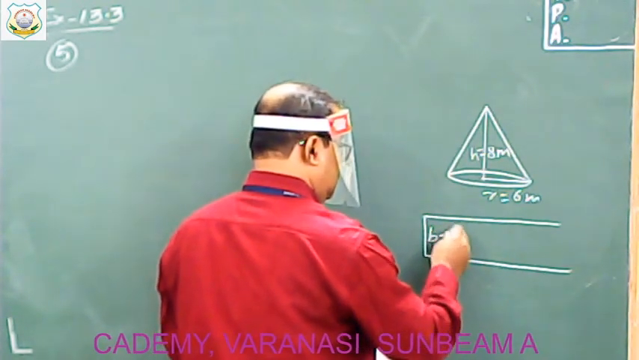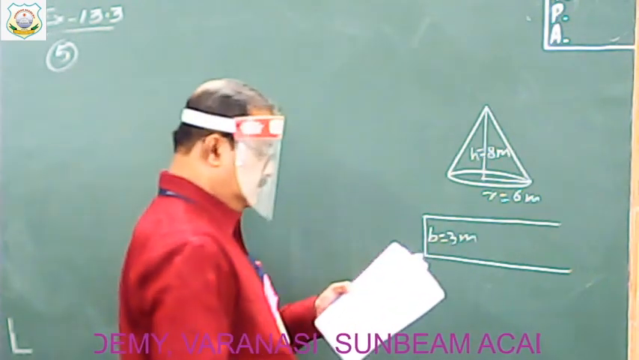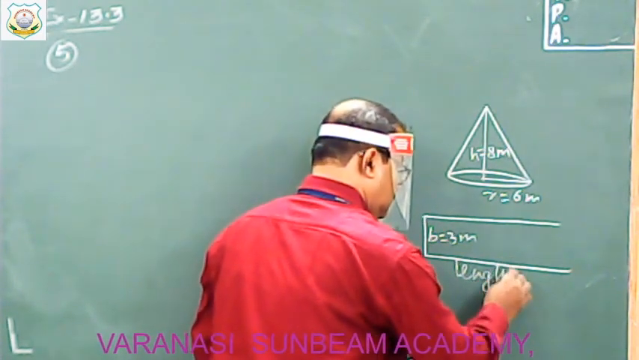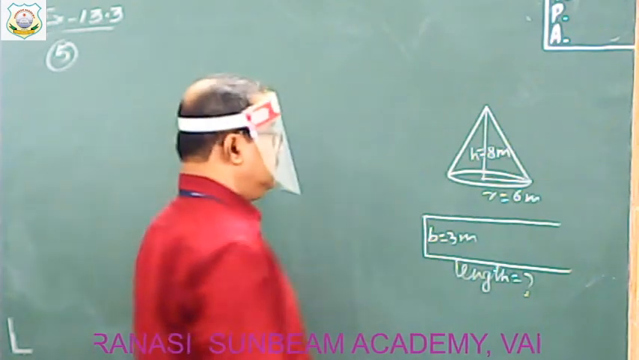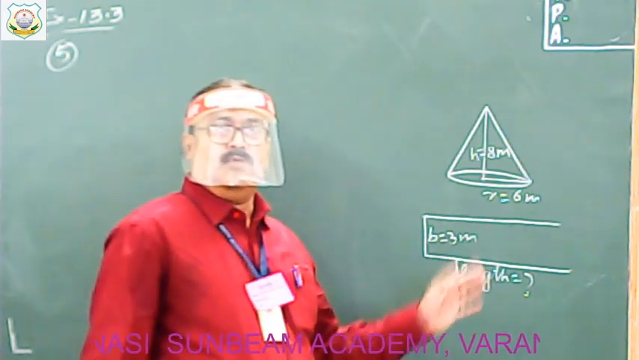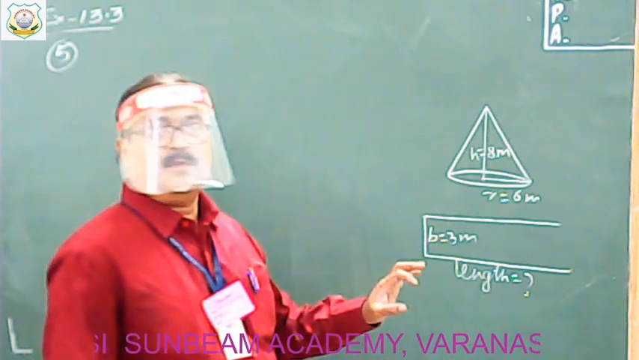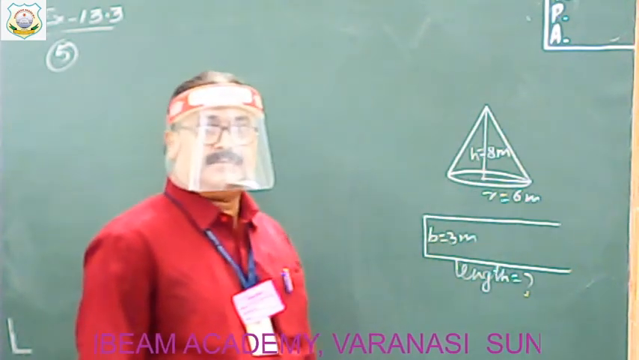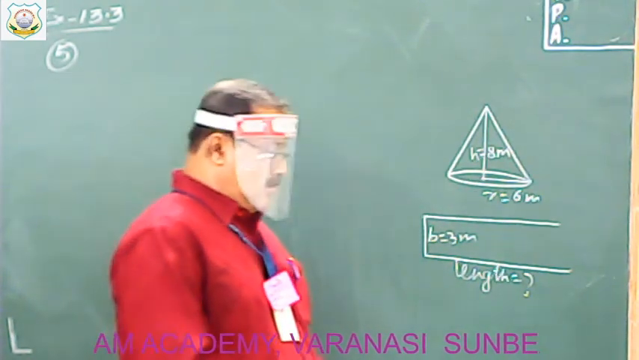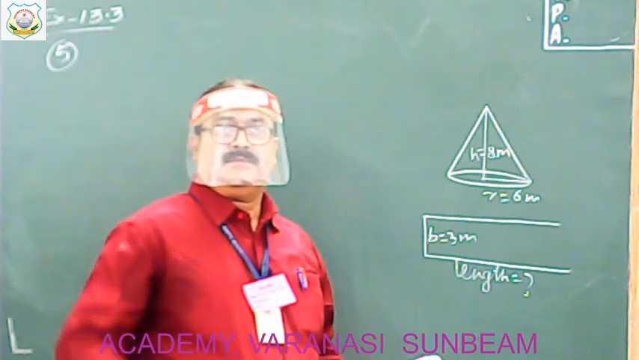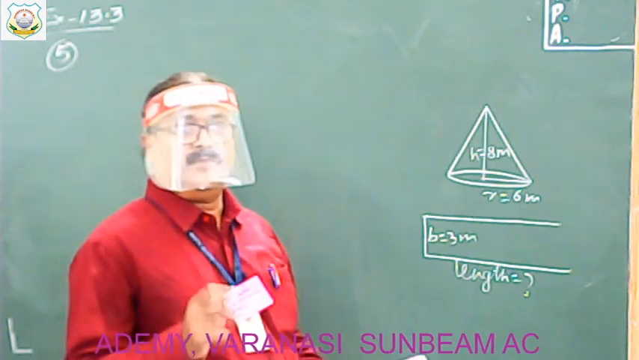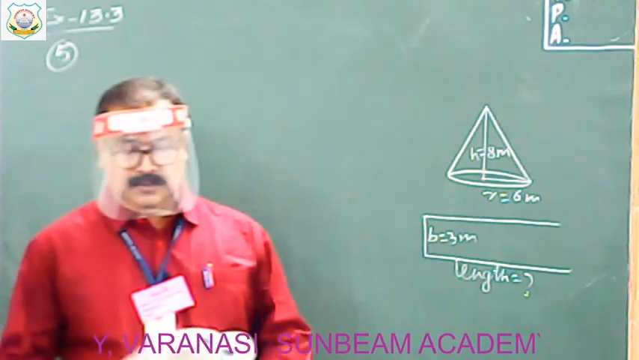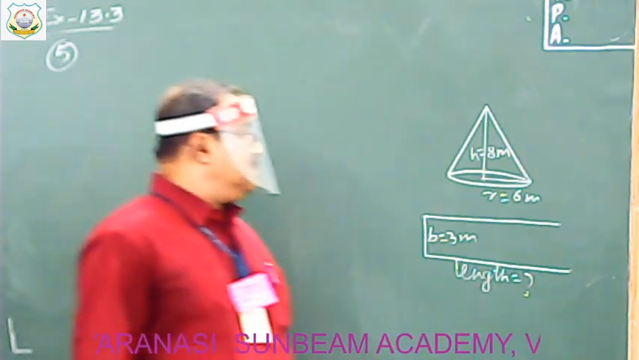The rope is 3 meters wide, and we have to find out its length. This rope is used for making a conical tent of the given dimensions, and the wastage in cutting is 20 cm of the length of the rope. We have to find the actual length of the rope.